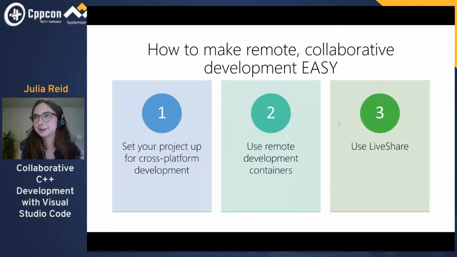Okay, so that was the first recommendation, which was setting up your project for cross-platform development. Now let's go into the second recommendation, which is using remote development containers. So for the first project, you still had to do some kind of configuration, right? You had to install vcpkg or have CMake installed on your machine.